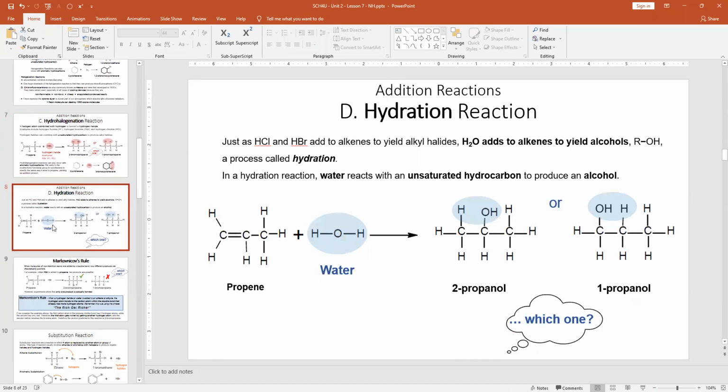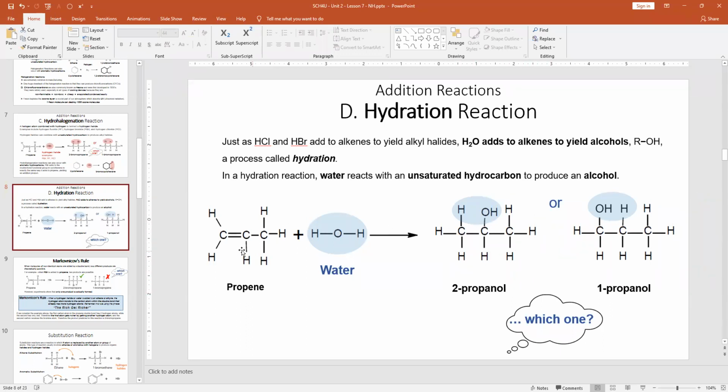So the fourth type of addition reaction is a hydration reaction. Just as you had hydrogen chloride or hydrogen bromide adding to alkenes to give alkyl halides, you could have H2O added to alkenes to give alcohols in a process called hydration. In a hydration reaction, a molecule of water reacts with an unsaturated hydrocarbon, again propene here as an example, and it will produce an alcohol.